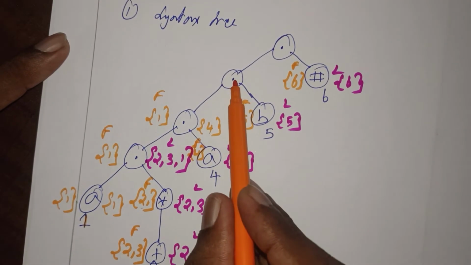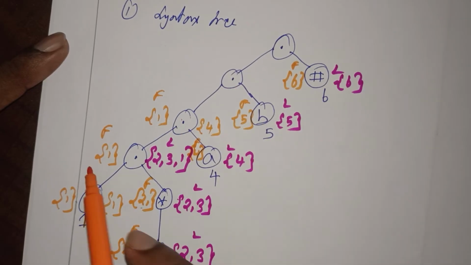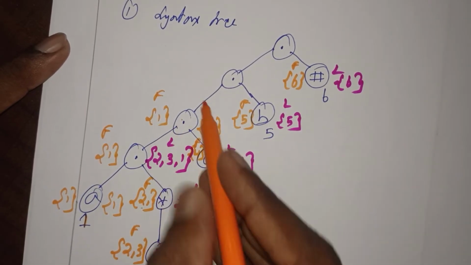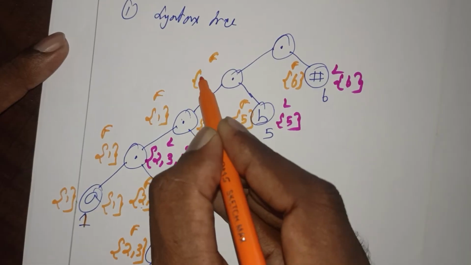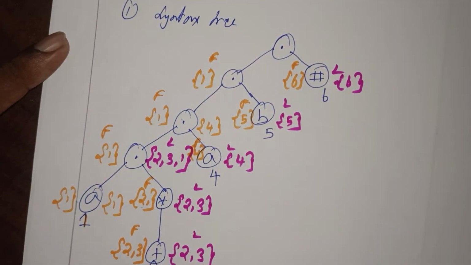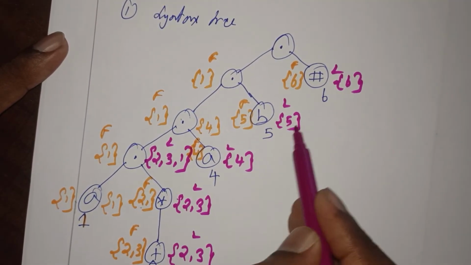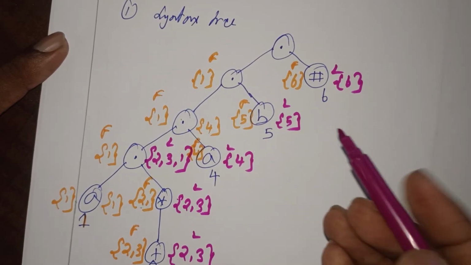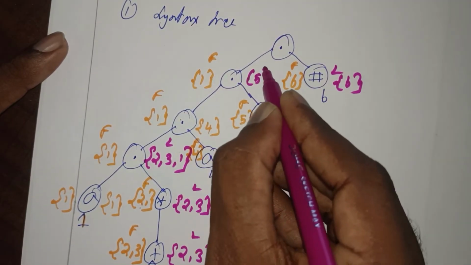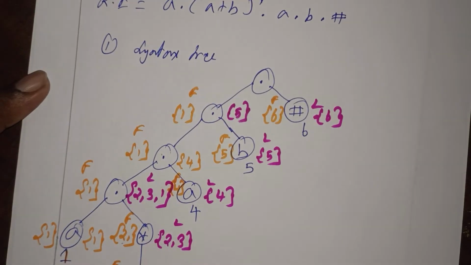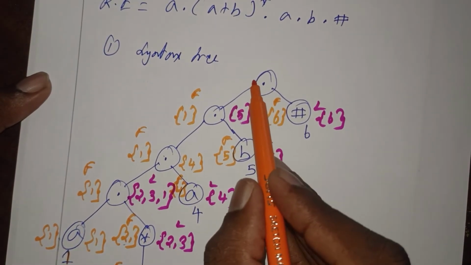So again, if you take this dot, here dot B. What is the first position of the dot here? Again, we have the same thing, that is only 1. What is the last position of the dot here? The last position of this B is 5. So that's what I'm going to have here. Got it?